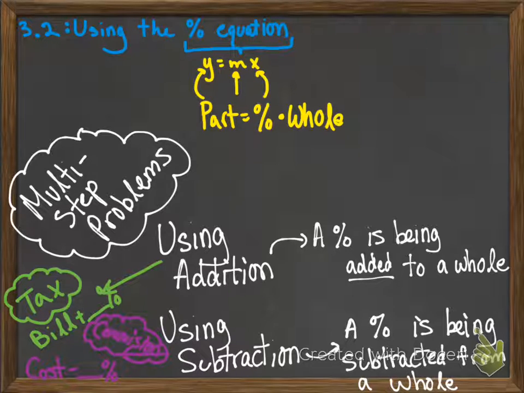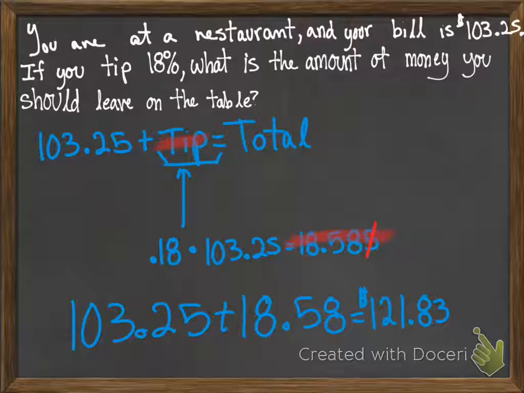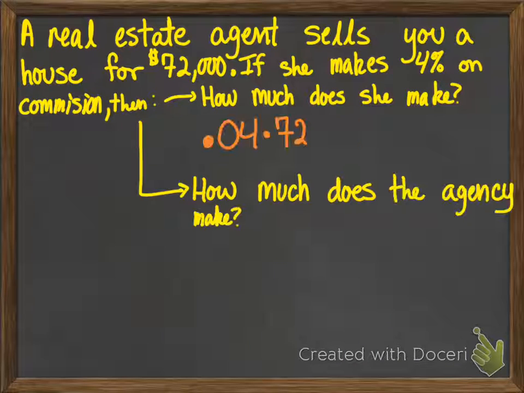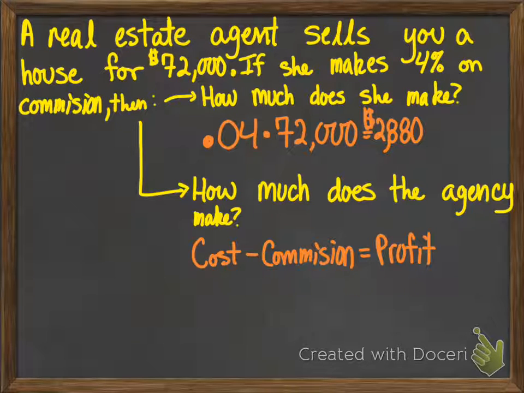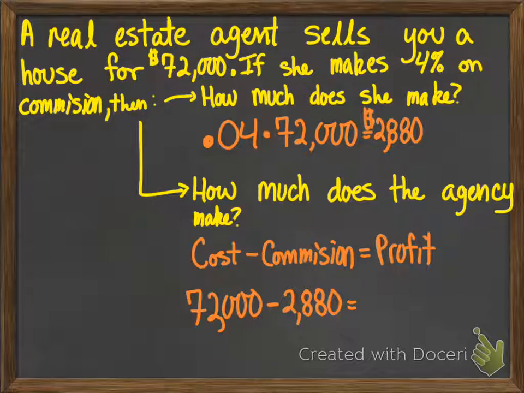So cost minus commission would be profit, or how much money that company would make. I know the cost, it's $72,000, and I know the commission, we solved that in the first part, that's $2,880. So $72,000 minus $2,880 means the company made $69,120. All right, let's look at some problems from your homework.